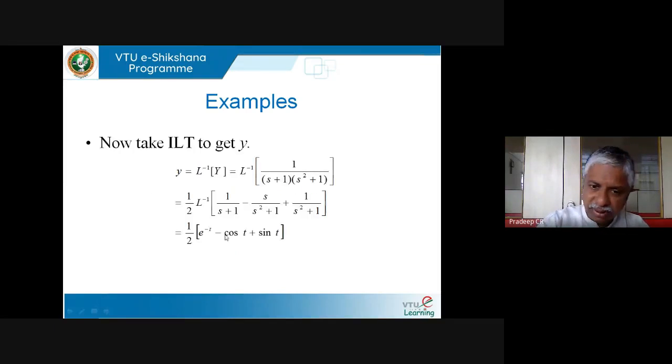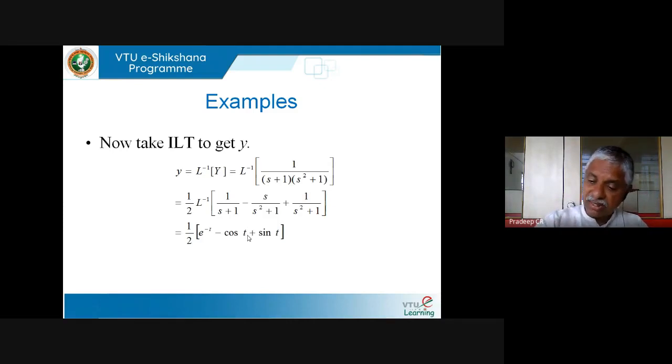How do I check? If you put t equal to 0, what do I get? E power 0 is 1. Cos 0 is what? 1. And sin 0 is 0. So 1 minus this, e power 0 is 1, cos 0 is also 1. So 1 minus 1 is 0 plus 0 is 0. So y of 0, at t equal to 0, this term becomes 0.